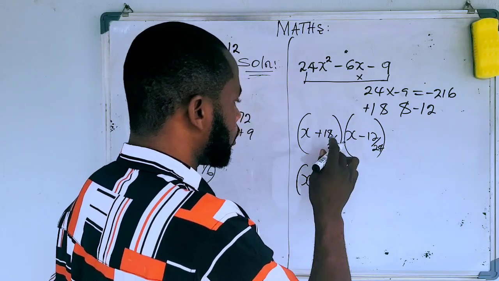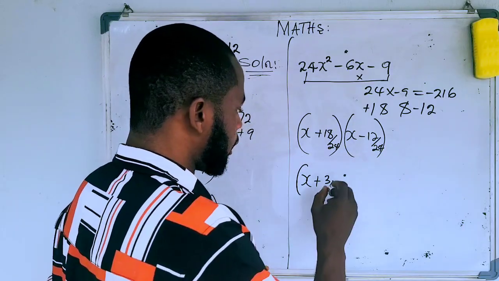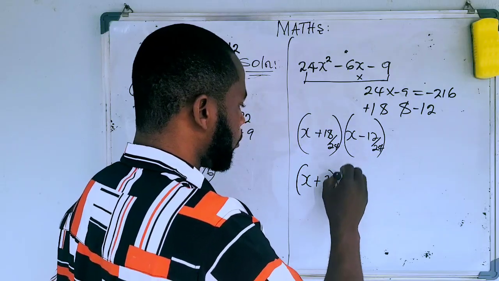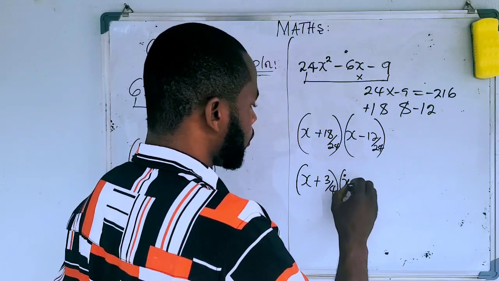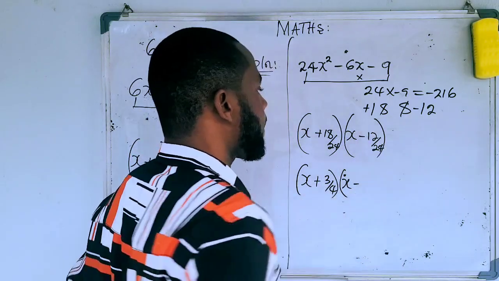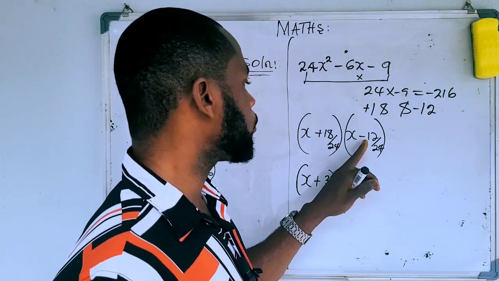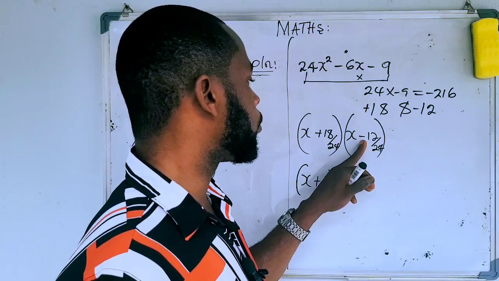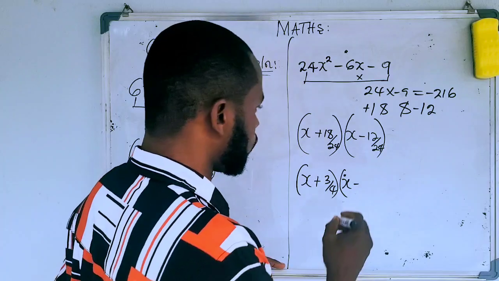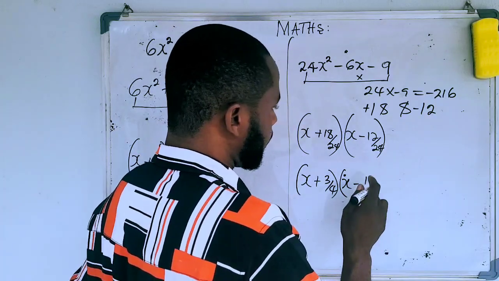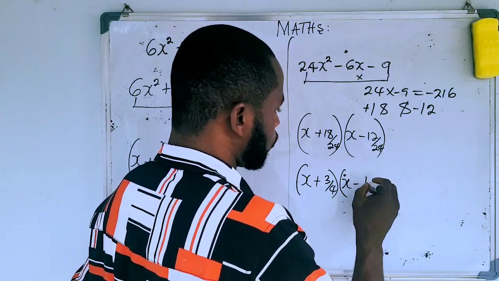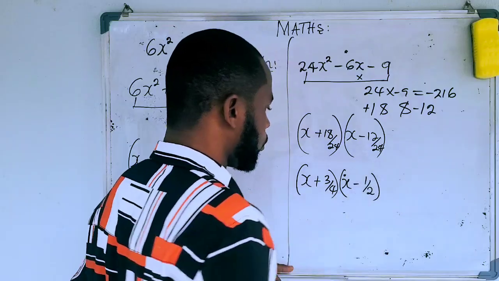Then 24 divided by 6, that gives you 4. When here you have x minus 12 will go here, 12 divided by 12, that gives you 1. Then 24 divided by 12, that gives you 2.